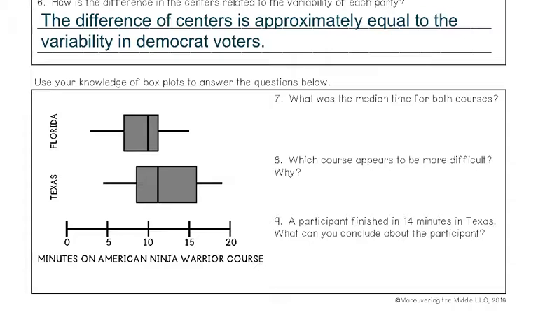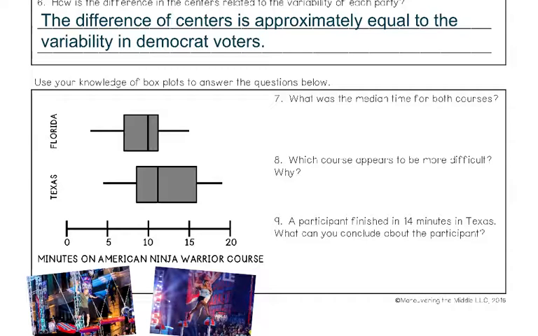And then for the last question, you're going to challenge yourself to use your knowledge of box plots to answer the questions below. The box plots are displaying the median time in minutes on American Ninja Warrior courses. American Ninja Warrior is that show where they have to get on that course and do all these crazy obstacles to get from one end to the other. These are two pictures of examples. There's a Florida course and a Texas course.